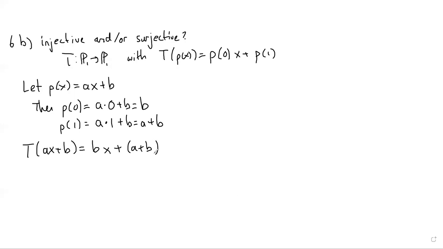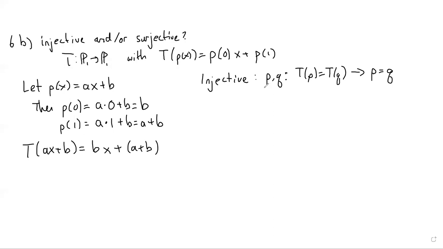So if you want to find out if it's injective, basically we are trying to see if, for two polynomials, let's say P and Q, T of P equals T of Q. If it's injective, the only way that this happens is if P equals Q, because you can't have two different polynomials mapped to the same place. That's what injective means. So if you have two polynomials mapping to the same place, it must mean that they're the same thing.